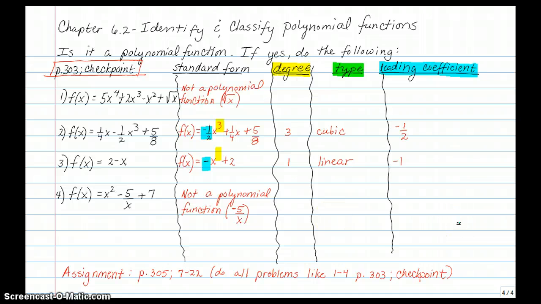So this is how you will fill in your table. And again, we'll do the assignment over a couple of days. We're going to do half of it today, and then we'll do the other half on the other class period. So on day 1, we'll do 7 through 14, and on day 2, we'll do 15 through 22.